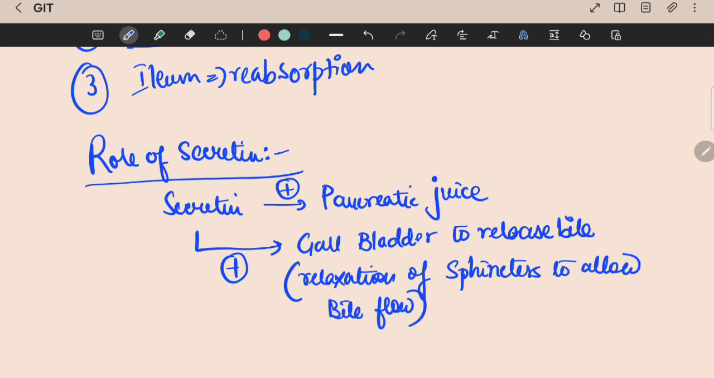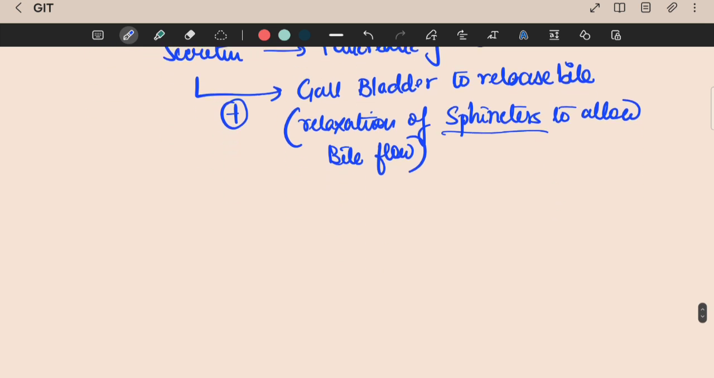Now what is happening is there will be relaxation of the sphincter, that is the sphincter of Oddi and the sphincter of Boyden. Both will relax. The bicarbonate that is present in turn passes into the small intestine and joins the bicarbonate from the pancreas, such that there is neutralization of the HCl. That is also very important because bicarbonate has to neutralize the acid that is coming with the chyme.